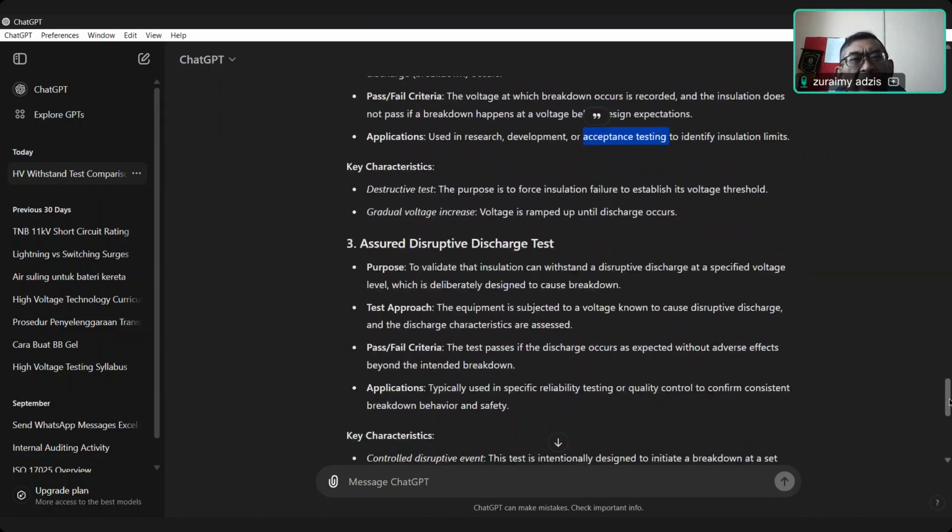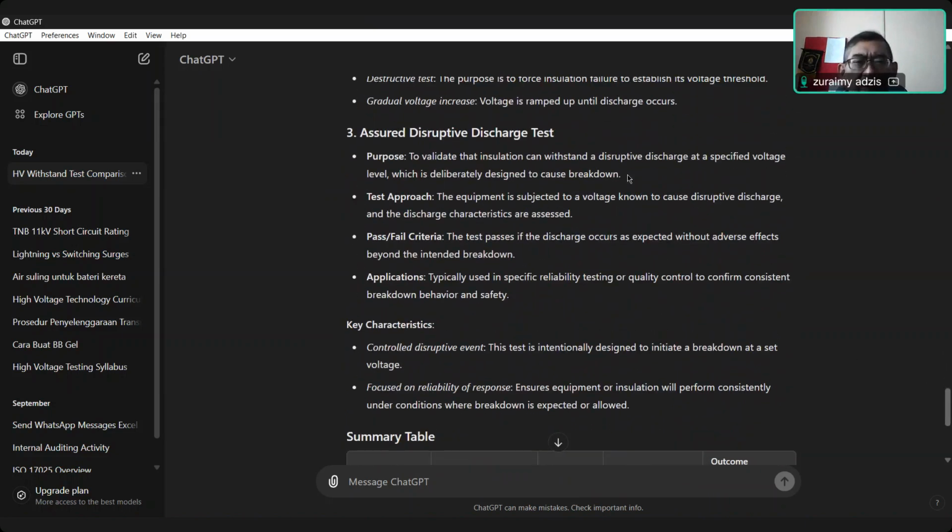Number 3, just now it was the disruptive discharge voltage test. Now it's the assured disruptive discharge test. Now look at the purpose. It wants to tell you for sure it will discharge at this voltage. So the purpose is to validate that the insulation will undergo a disruptive discharge at a specified voltage level, which is deliberately designed to cause breakdown, such as spark gaps or gas discharge tubes.